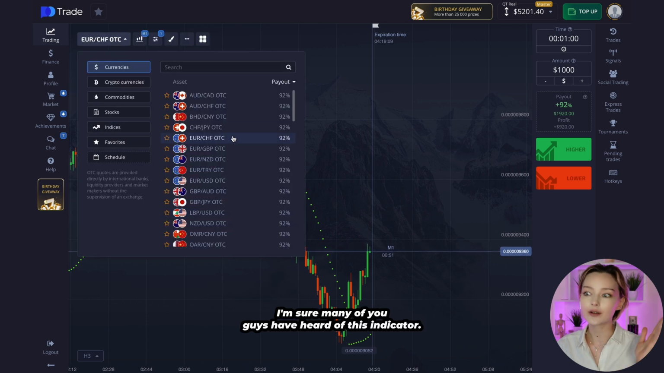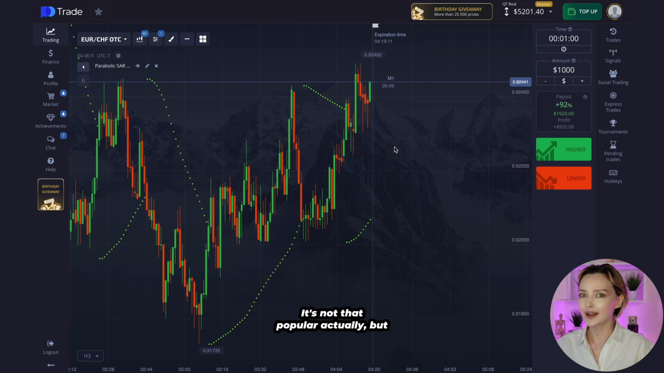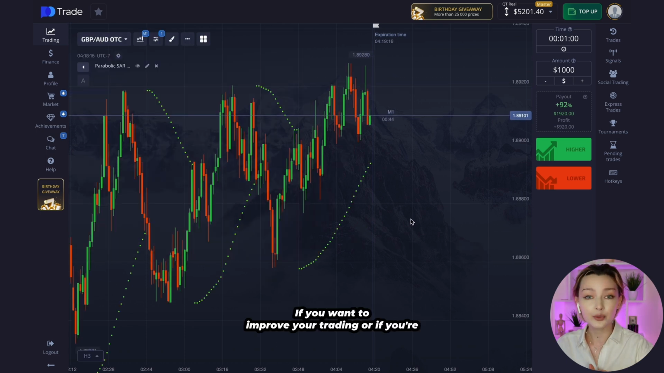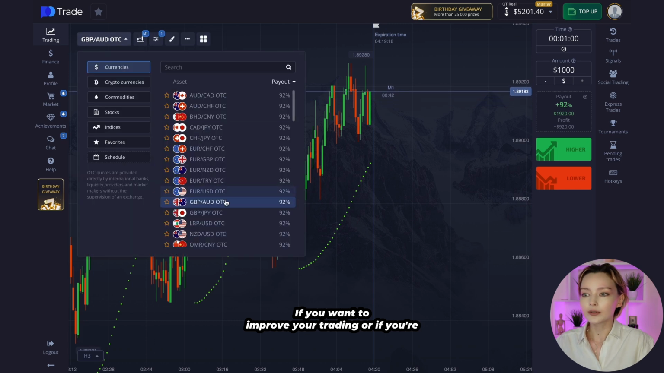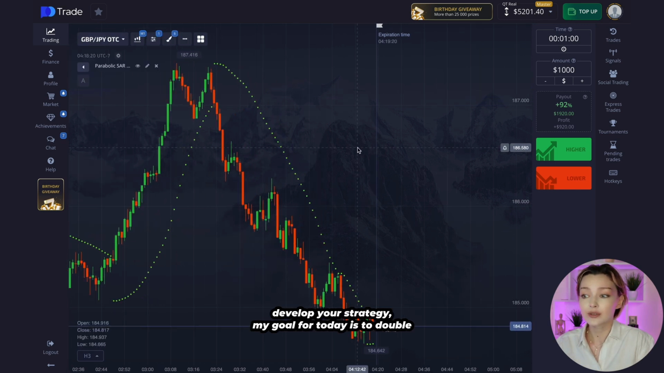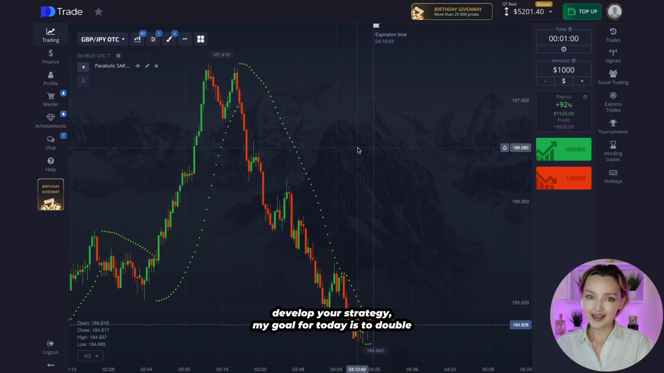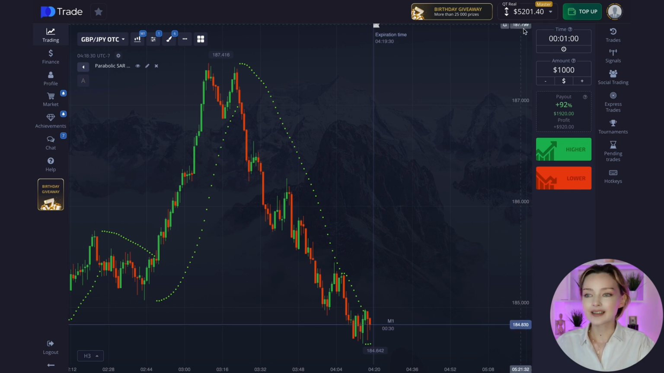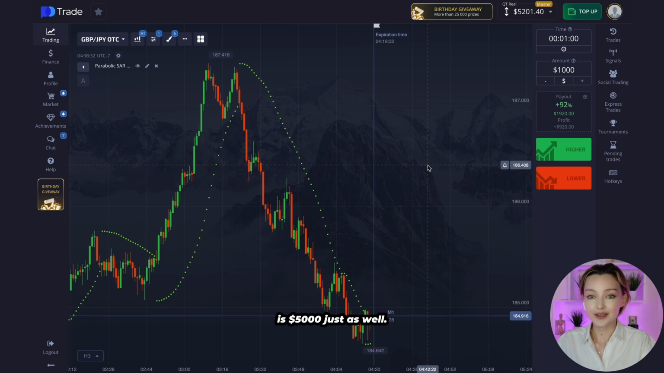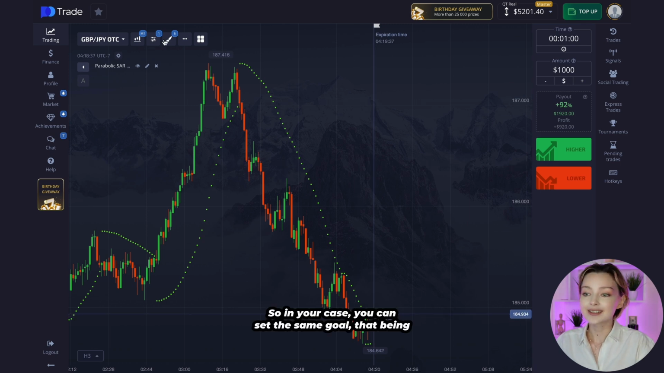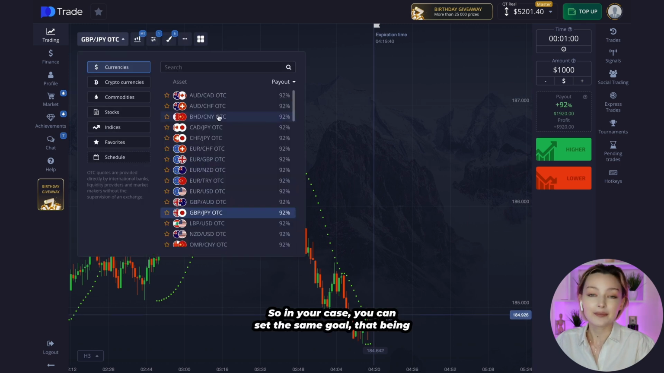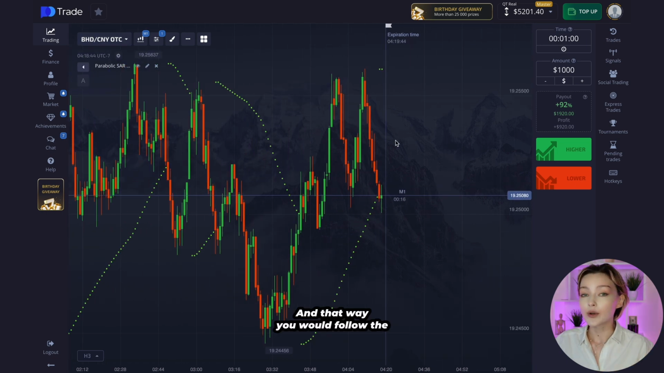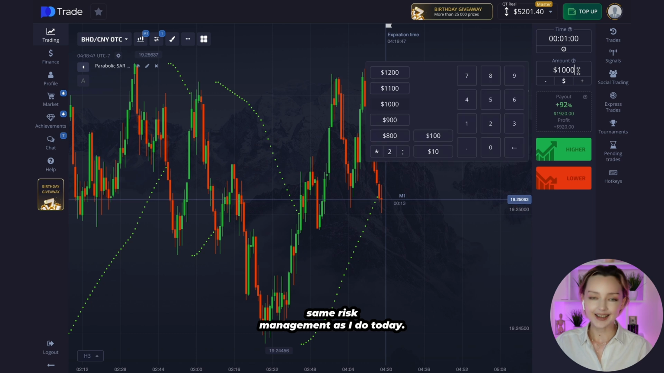I'm sure many of you have heard of this indicator. It's not that popular actually, but it can definitely help each one of you if you want to improve your trading, or if you're looking for some additional tools to develop your strategy. My goal for today is to double the deposit, because my initial deposit is $5,000. In your case, you can set the same goal, increasing your deposit twice. That way you would follow the same risk management as I do today.